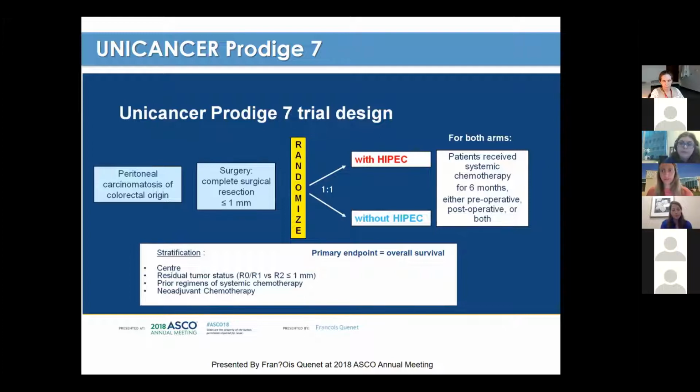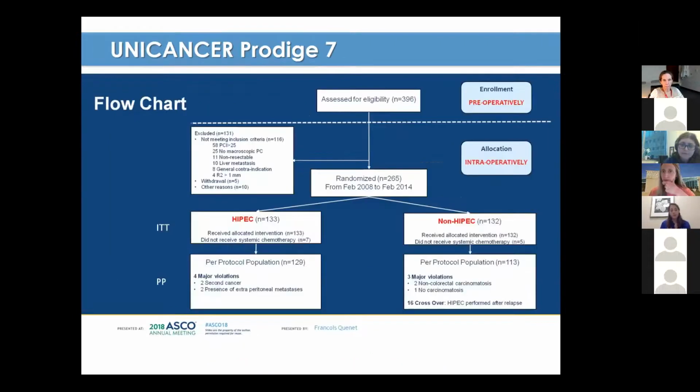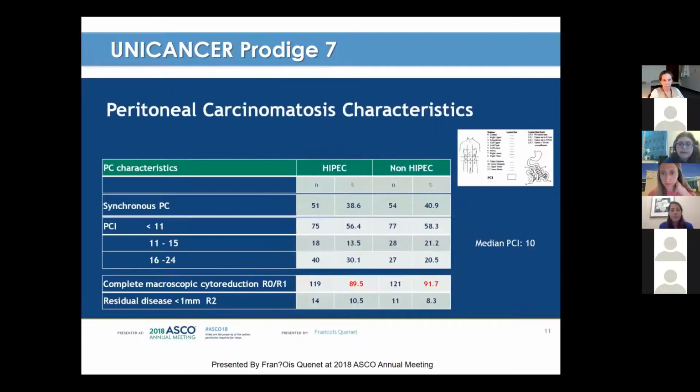And the primary endpoint of this study was survival, and you can see below here the stratification factors. These are the main eligibility criteria. Essentially, patients had to have confirmed colorectal cancer, macroscopic complete resection of the disease with less than 1 millimeter of disease left, and a PCI score of less than 25. This is just what happens, the flow chart with the patients. You can see that in the end, they were fairly well balanced. This is the average PCI score on the patients according to the groups, which was very well balanced.